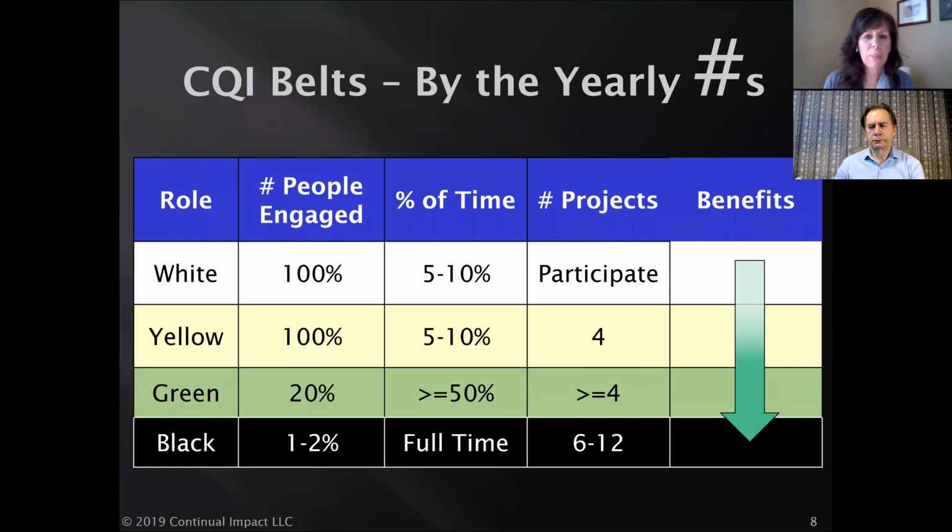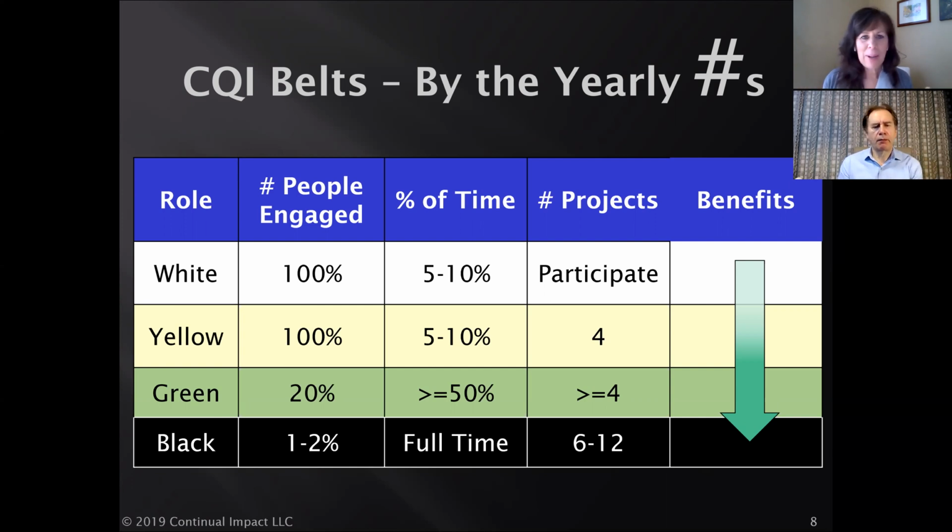Okay, let's look at the numbers from a numbers perspective, and we put these on a yearly basis. From a numbers perspective, optimally, everyone is engaged in CQI, right? So that's why the white belt is for everybody. It's for everyone. And it's a pretty low bar to get everyone up to engaged at the white belt level.